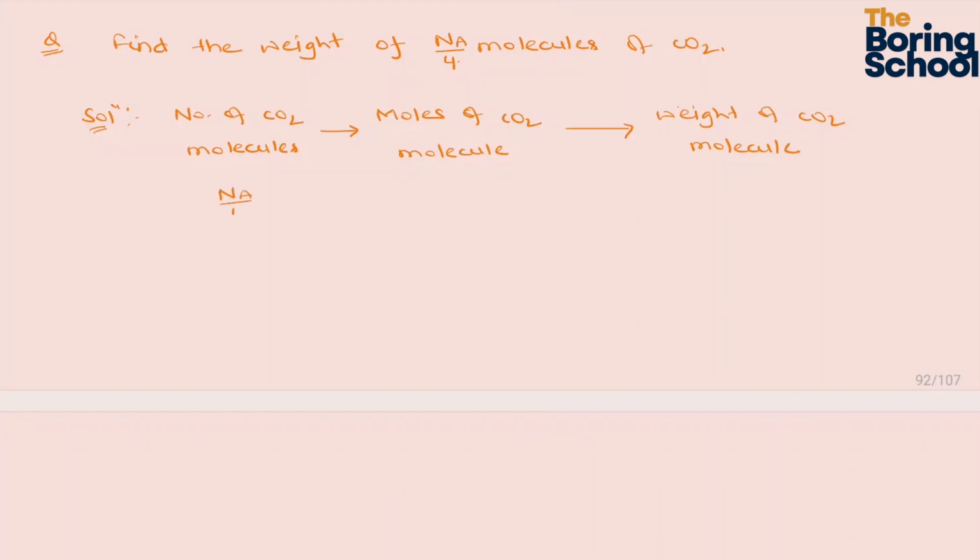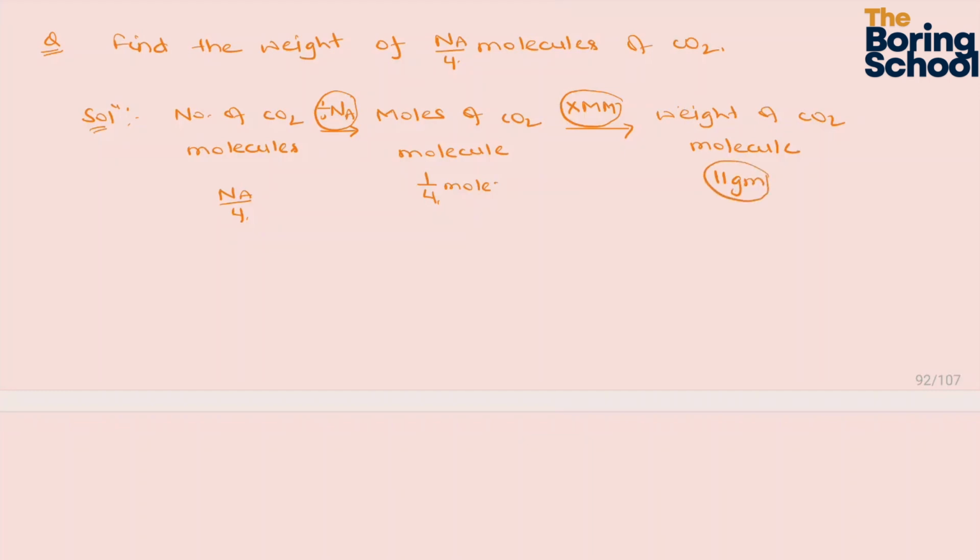So this is Na by 4. From number of molecules, how can we calculate moles? By dividing it by Avogadro number. If we divide it by Avogadro number, we'll get 1 by 4. So 1 by 4 moles of CO2 is present. And from moles, how can we find weight? For that, we have to multiply by its molar mass. So 1 by 4 into molar mass of CO2, which is 44, will be equal to 11 gram. So the answer for this question will be 11 gram.